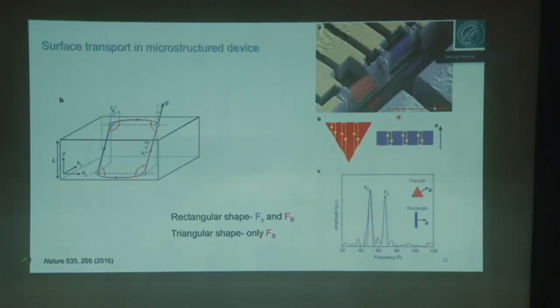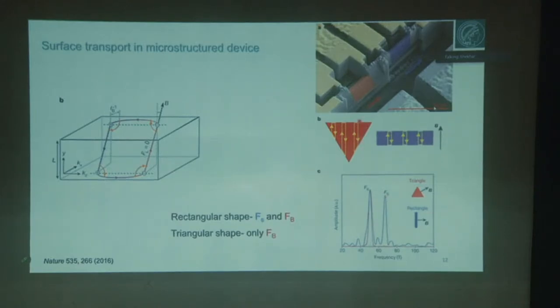to magnetic field. But how do we recognize this surface transport again in some topological material? So we make two geometries: one is a rectangular geometry, one is a triangular geometry. What is the difference between these two? In the rectangular geometry we can see two peaks here, but in the triangular geometry, the red curve, we don't recognize surface evidence.